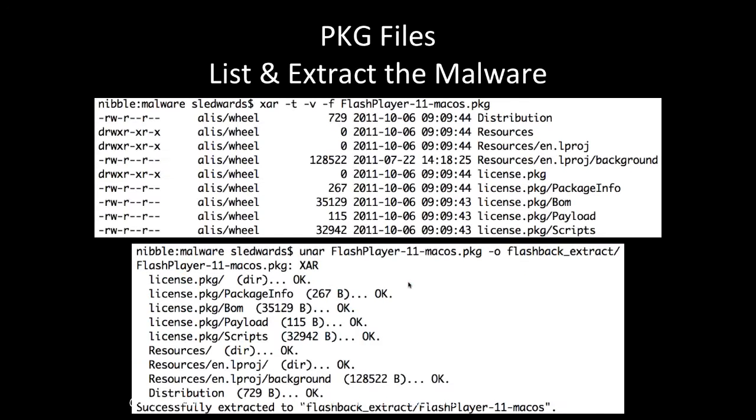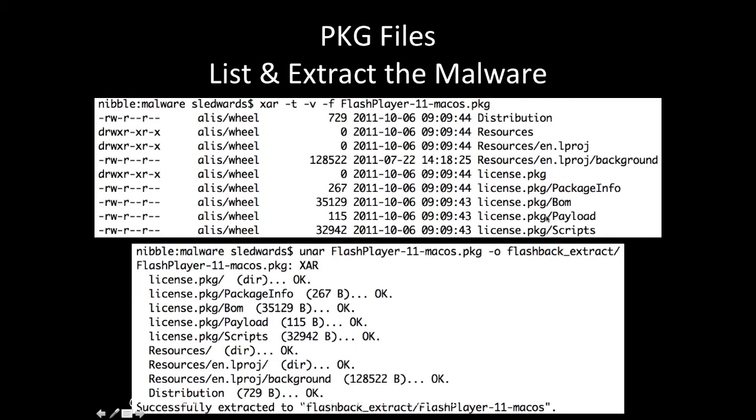So because it's an archive, we have to get in there and actually extract the executable that's being launched when this thing is double-clicked. So in the top screenshot, we're running the XAR command with a couple of different flags on that Flash Player 11 package. And this is mostly just to see what's actually in this package, what are its permissions, timestamps, associated directories, and files.